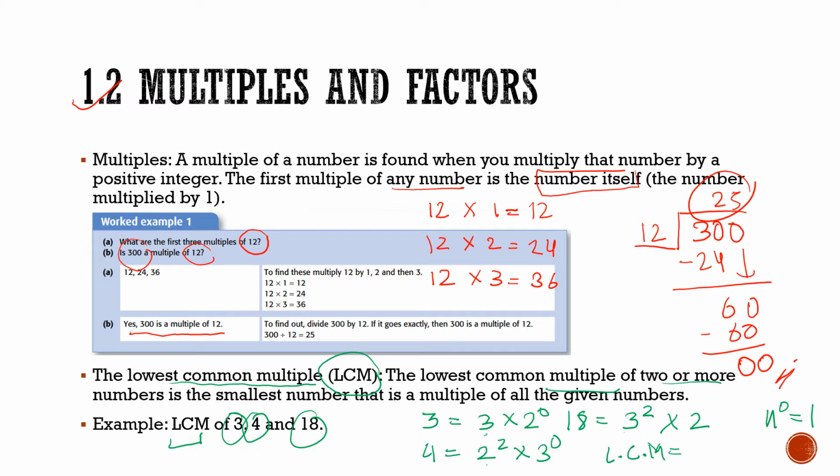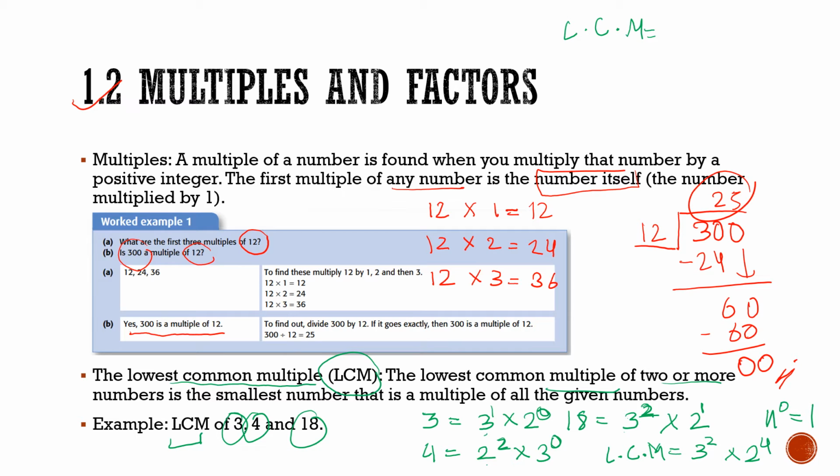LCM is to find the greatest power of each number. 3 has a power of 1 here, 0 here, and 2 here. 2 is the biggest, so I'll write 3 power 2 times, 2 is the biggest, 2 power 4. Let me bring it here to the top, LCM.